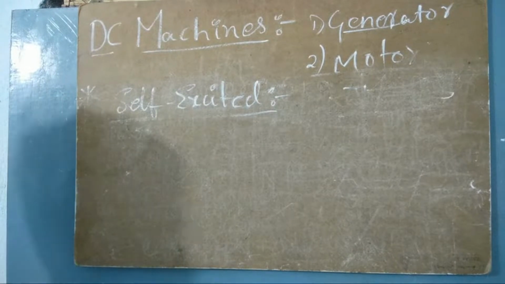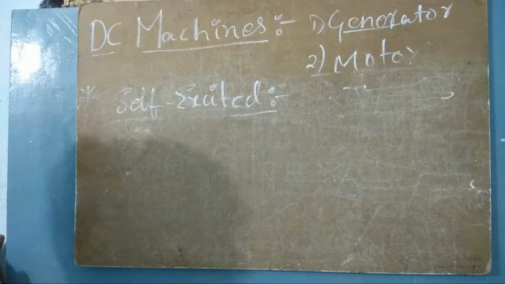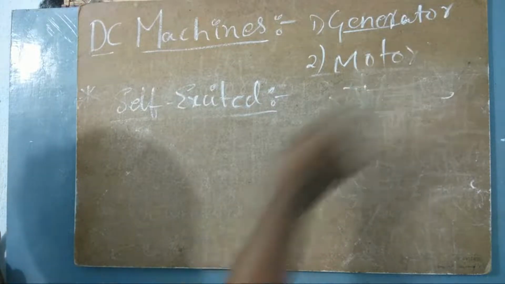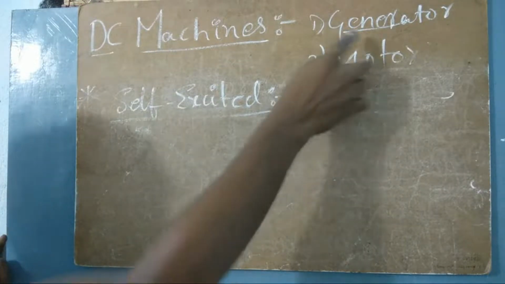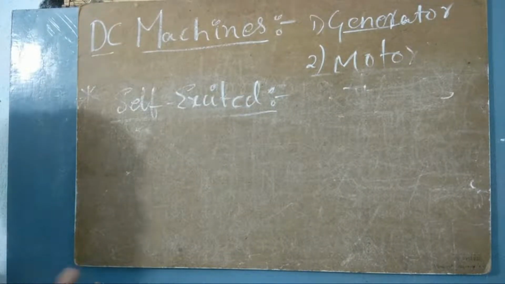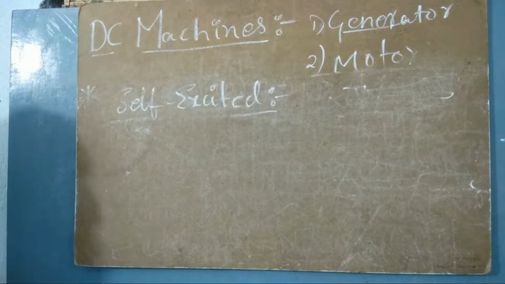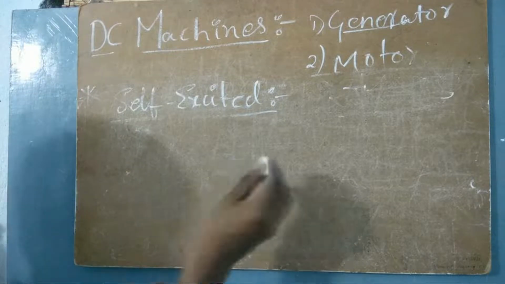Self-excited DC machines, I mean DC motors. Maybe not only in the motors, but in the generators also, because the classification is the same for both. The generator will have different excitations, like the classification is different. Not only for the motors, the generator also has certain classifications. Meanwhile, let us see how this excitation is done by itself. That means, let us understand this.